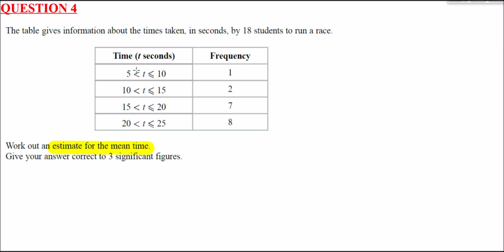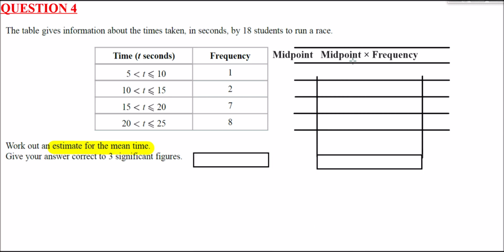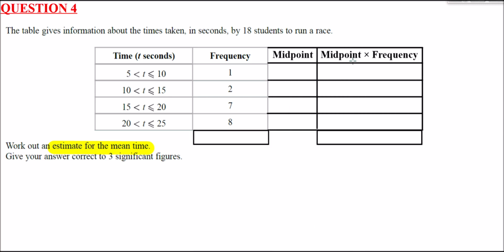All this group tells us is one person ran somewhere in between 5 and 10 seconds. What's your best estimate? If I were to tell you someone took between 5 seconds and 10 seconds to do something, you'd go for the midpoint, 7.5. So we need to add on 2 extra rows, 1 for the midpoint, and then afterwards we're going to multiply those midpoints by the frequencies. So the final column after midpoint is midpoint multiplied by frequency, something that looks like this. That's what you should ideally create for yourself.